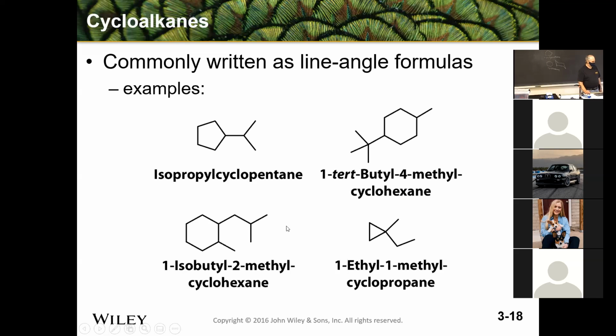This is an isobutyl group. Here's tert-butyl, and instead of connecting to the middle carbon, we connect to one of the carbons on the end. For isobutyl, that is alphabetized under the I's. So it's 1-isobutyl-2-methylcyclohexane. And then here's 1-ethyl-1-methylcyclopropane. These both need numbers, even though they're on the same carbon. Every substituent gets a number.